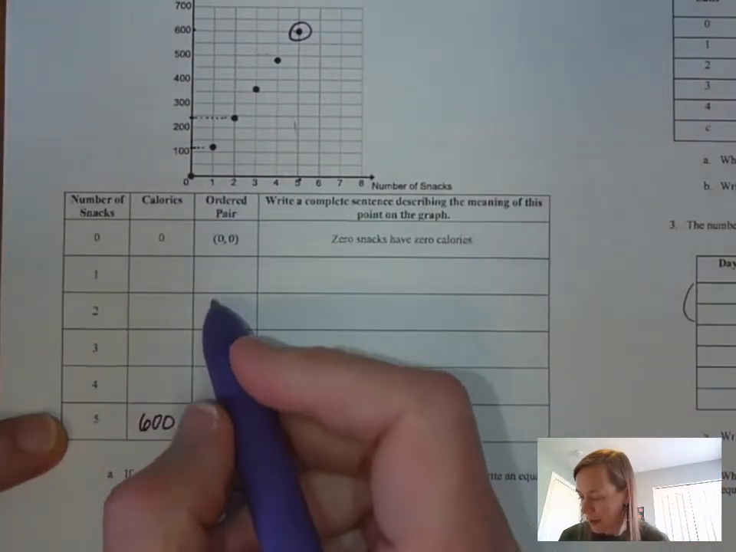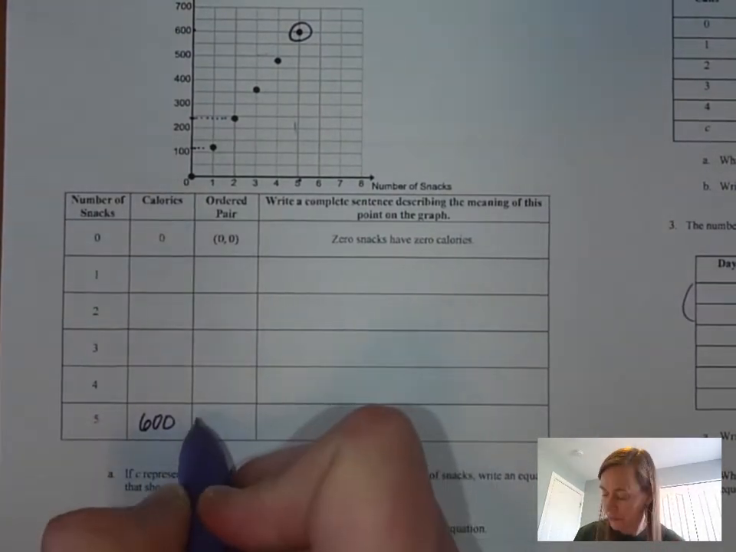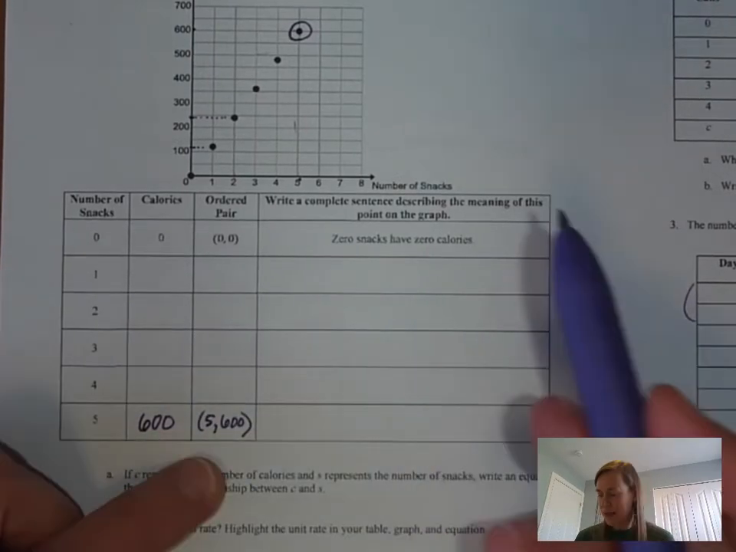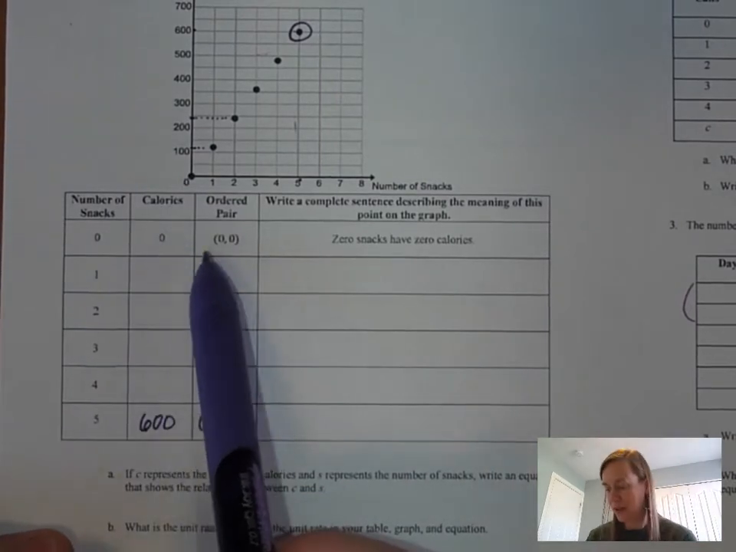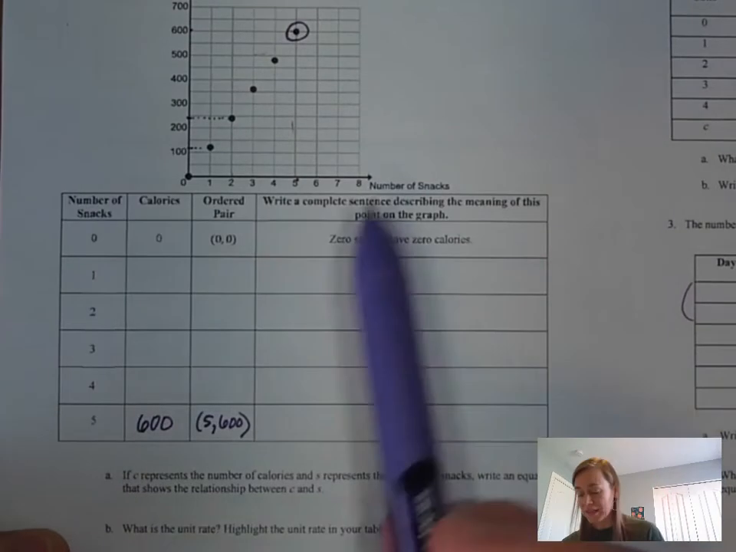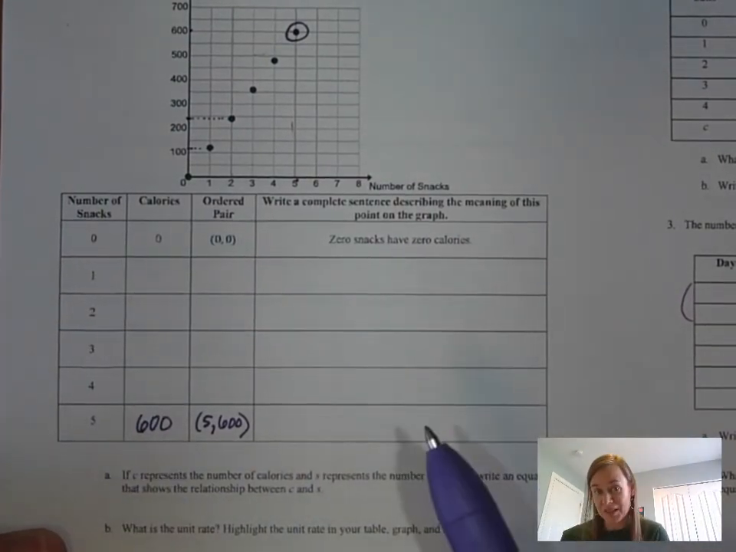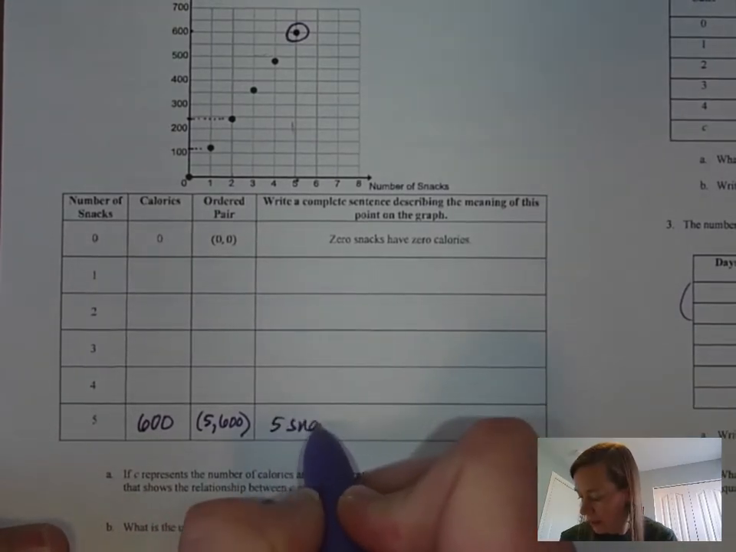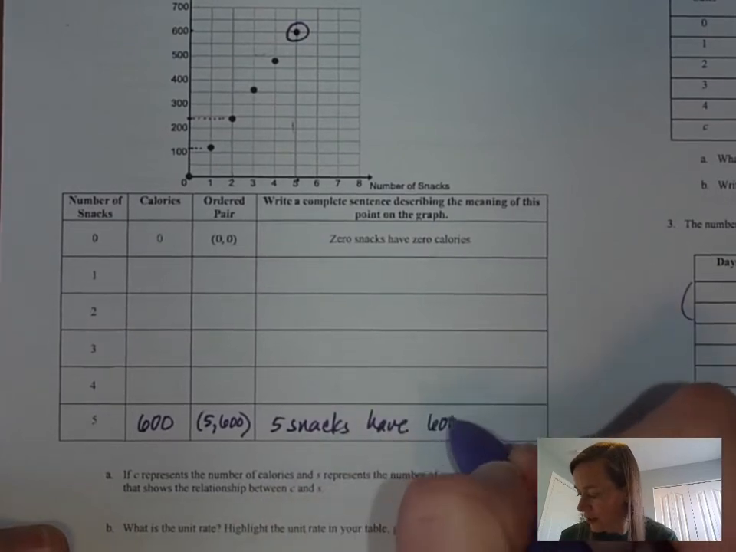So our ordered pair is going to be x comma y with the parentheses around it, right? So we're going to have 5 comma 600. Okay, now it says, what does this mean basically? With the 0 snacks having 0 calories, they said 0 snacks have 0 calories. Well, in this case, how many snacks do we have? 5. And how many calories do they have? 600. So what we're going to write is 5 snacks have, you guessed it, 600 calories.